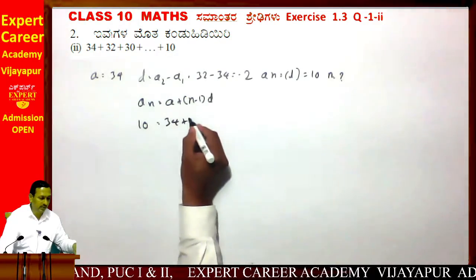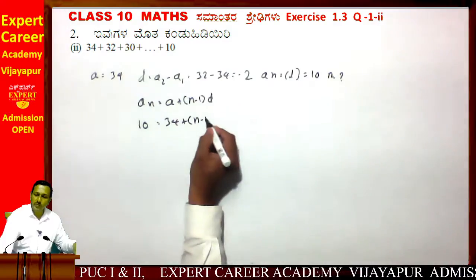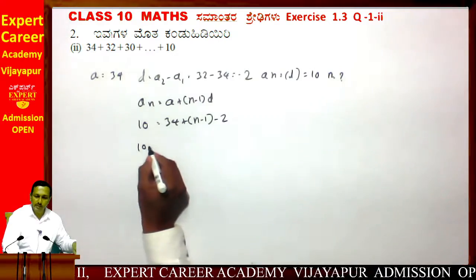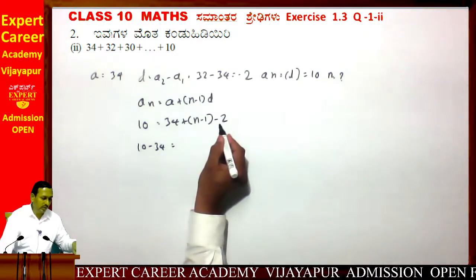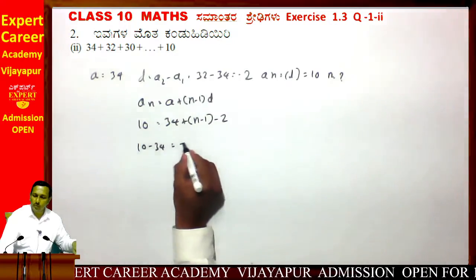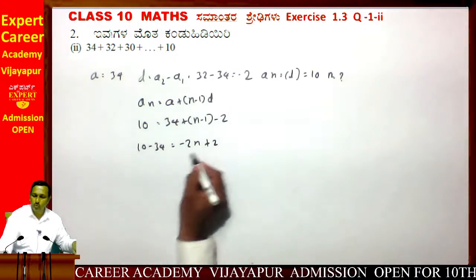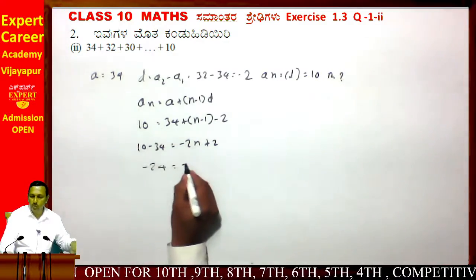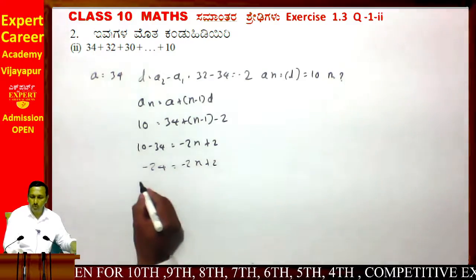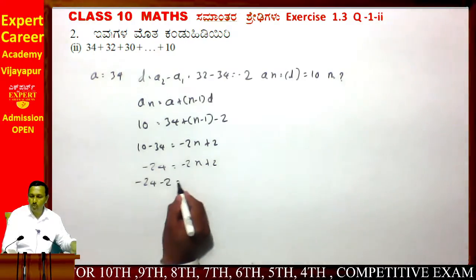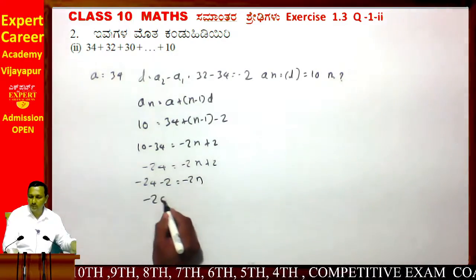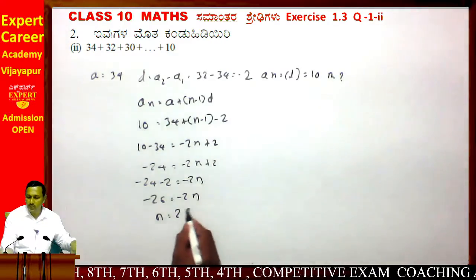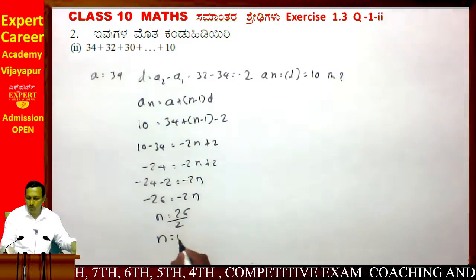an equals a plus n minus 1 into d, so 10 equals 34 plus n minus 1 into minus 2. 10 minus 34 is minus 24, which equals minus 2n plus 2. So minus 24 minus 2 equals minus 2n, minus 26 equals minus 2n, the minuses cancel. So n equals 26 divided by 2, so n equals 13.